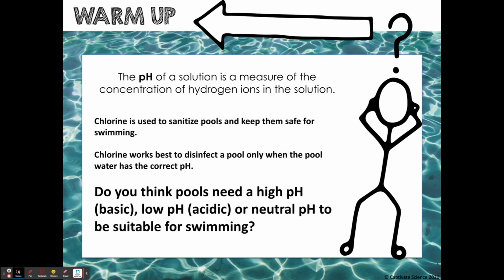All right, so think about this. Chlorine is used to sanitize pools and keep them safe for swimming. I put chlorine in my swimming pool. It works best to disinfect a pool only when the pool water has a correct pH. So what do you think? Do you think pools need a high pH, meaning it would be a base, or a low pH, which would mean it would be an acid, or neutral to be suitable for swimming? So I want you to be thinking about what your thoughts are on that.